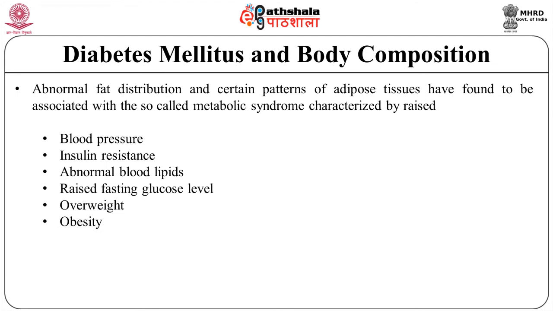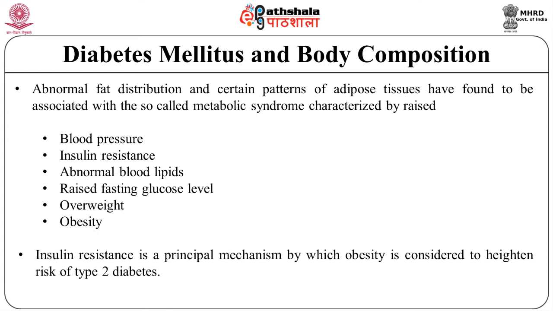Abnormal fat distribution and certain patterns of adipose tissues have been found to be associated with the so-called metabolic syndrome, commonly known as MS. It is characterized by raised blood pressure, insulin resistance, abnormal blood lipid levels, raised fasting glucose level, overweight and obesity. Insulin resistance is a principal mechanism by which obesity is considered to increase risk of type 2 diabetes.